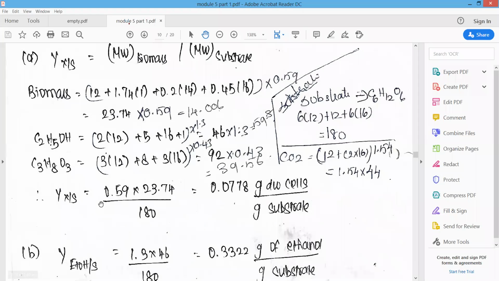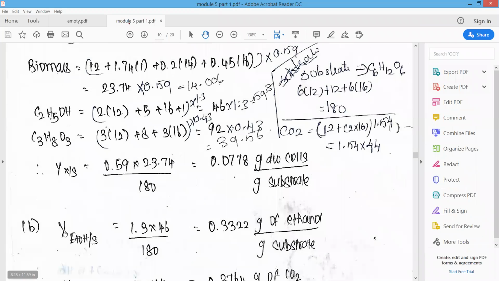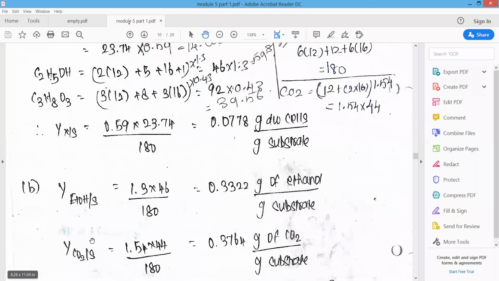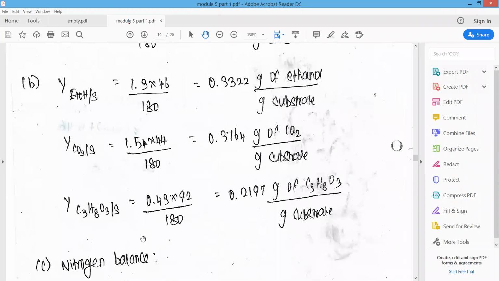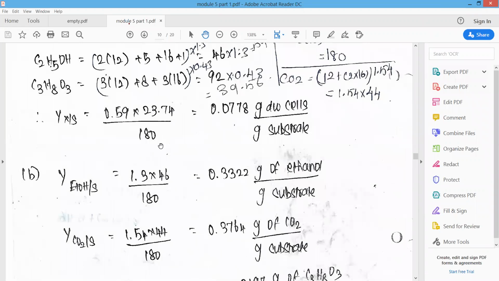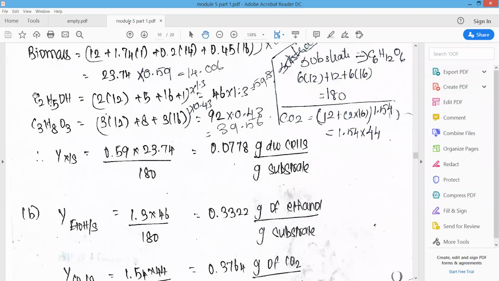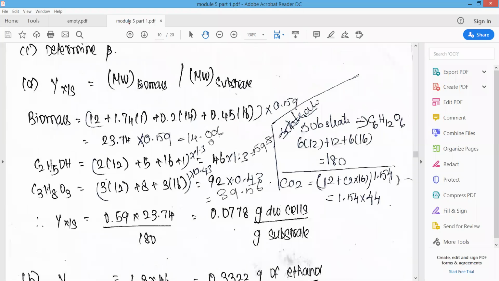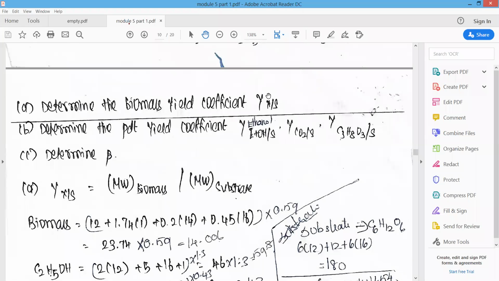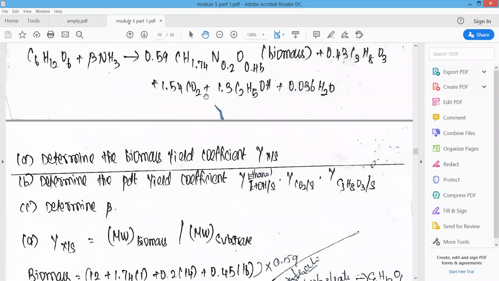Now find Y x by s, and then Y ethanol by s, Y CO2 by s, Y C3H8O3 by s. Either you can find it this way and substitute, or you can directly find only the substrate value and then substitute and find the values. This is just substituting the values and finding the answer. X is biomass, and the substrate is C6H12O6. In the same way, ethanol by substrate, CO2 by substrate, and C3H8O3 by substrate.